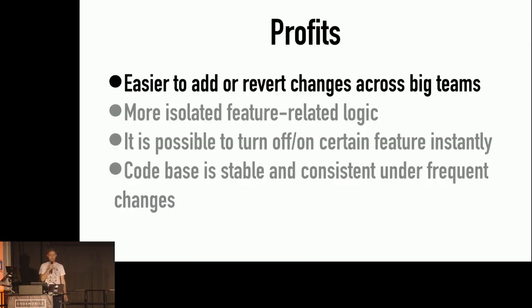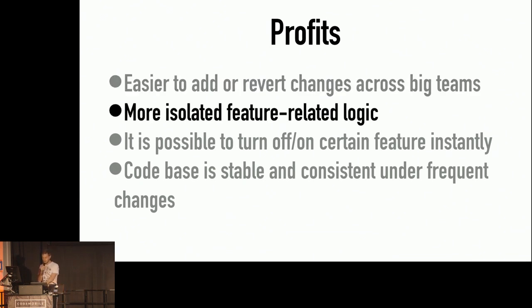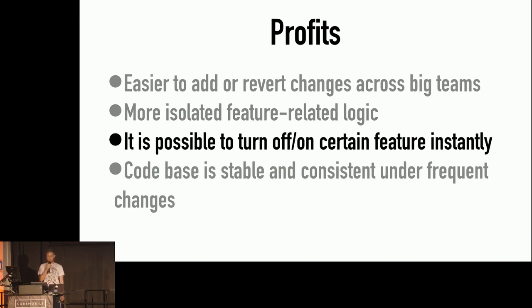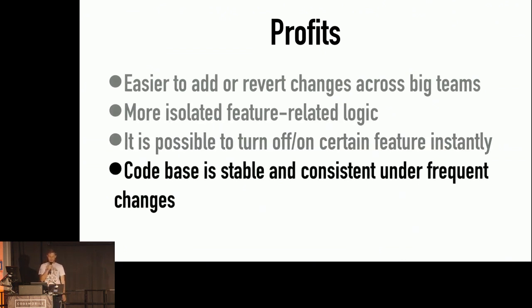So what are the profits? Let's recollect. It's much easier to add or revert changes across big teams. This is more isolated, feature-related logic. It's possible to turn off a certain feature instantly, and the code base is stable and consistent under frequent changes.